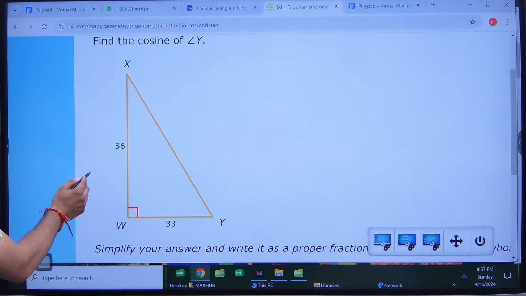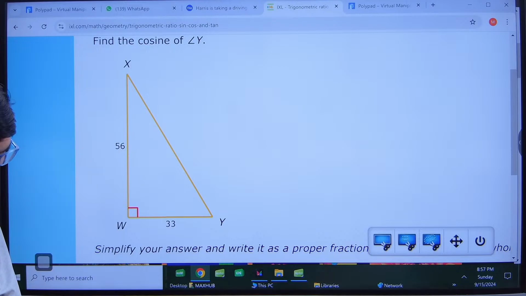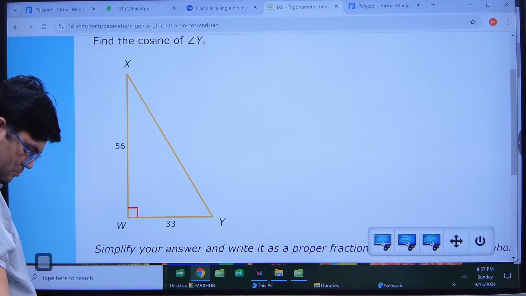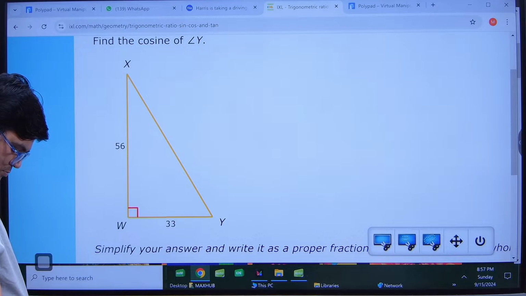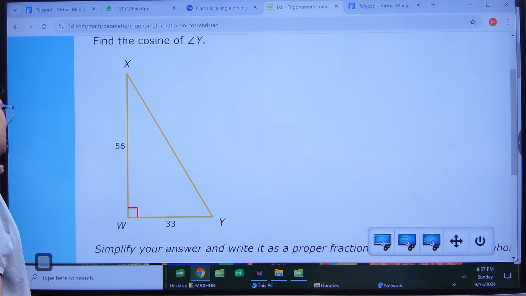Find the cosine of angle Y. So wait, this is not given in the Pythagoras triplet list, no? No, not given. 7 into 8 is 56, and 33. Yes, this is not given.